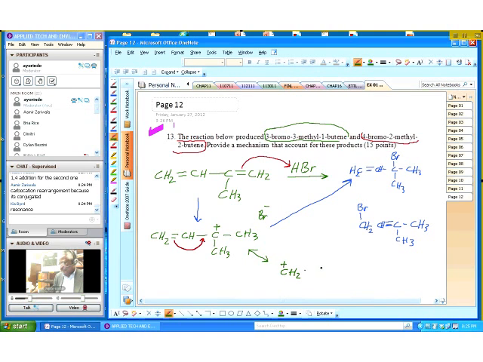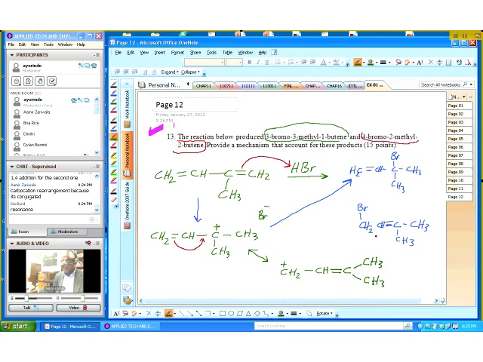Positive charge will be there. Now the carbon-carbon double bond will be here. Right here. That positive charge is now gone, so this CH3 is still there, and this CH3 is still here.